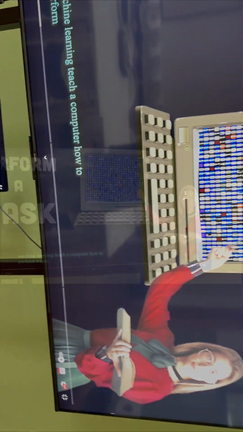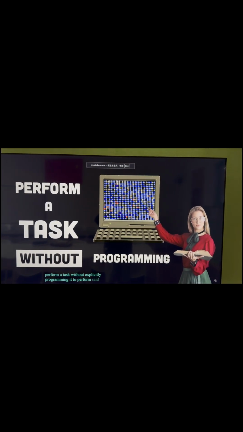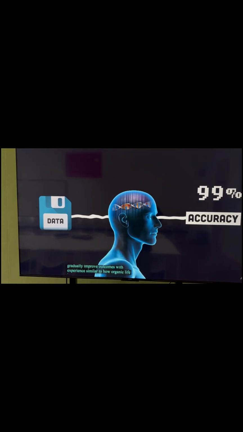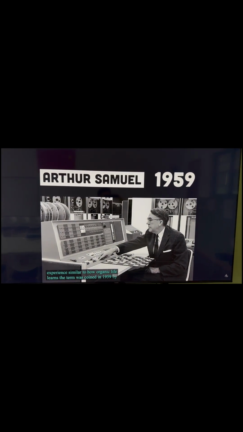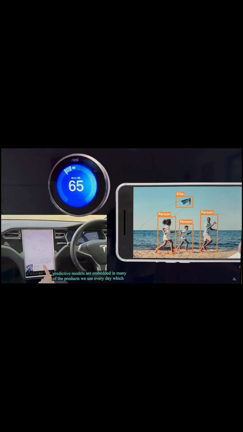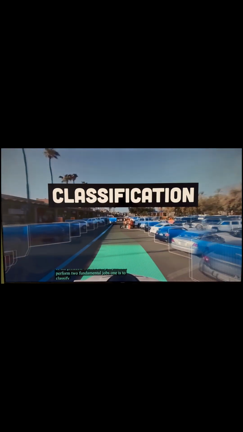Teach a computer how to perform a task without explicitly programming it to perform said task. Instead, feed data into an algorithm to gradually improve outcomes with experience, similar to how organic life learns. The term was coined in 1959 by Arthur Samuel at IBM, who was developing artificial intelligence that could play checkers. Half a century later, predictive models are embedded in many of the products we use every day, which perform two fundamental jobs. One is to classify data, like is there another car on the road, or does this patient have cancer? The other is to make predictions about future outcomes, like will this stock go up, or which YouTube video do you want to watch next?